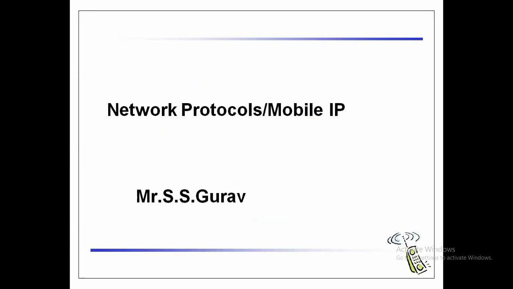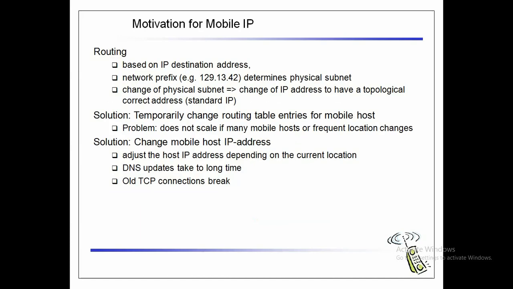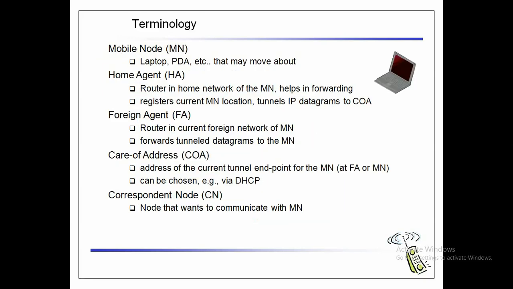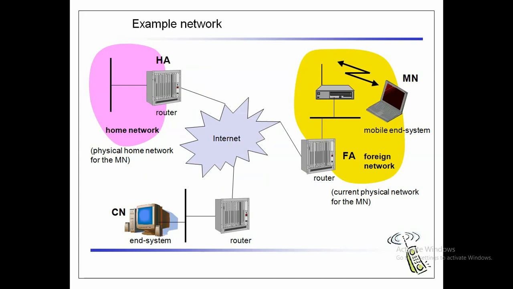Previously, we saw the network protocol Mobile IP in two parts. We already saw the motivation, some requirements, and some terminologies, that is the mobile node, home agent, foreign agent, and care of address. We also saw the detailed example of the Internet Protocol.